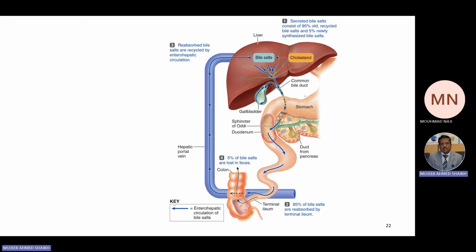This diagram shows you how the enterohepatic circulation is occurring. Bile salts are secreted by hepatocytes, reach the small intestine, perform their function, and by the time they reach the terminal ileum, 95% will be reabsorbed. And after reabsorption, they go back to the liver. This is called enterohepatic circulation.